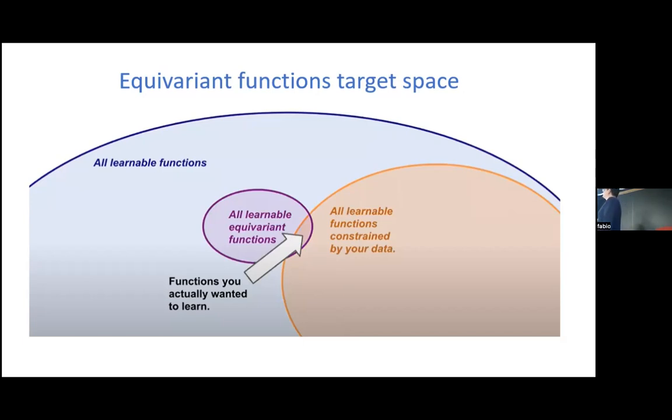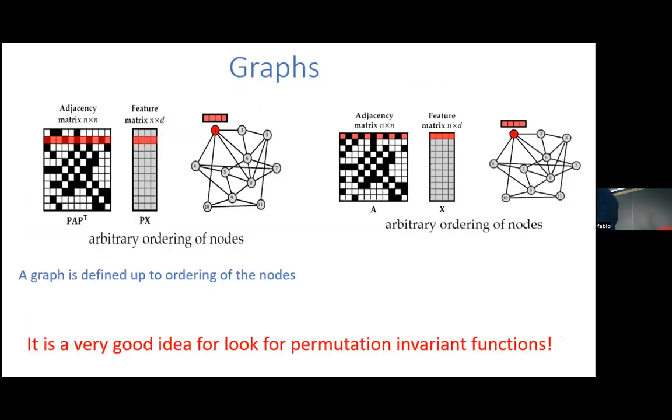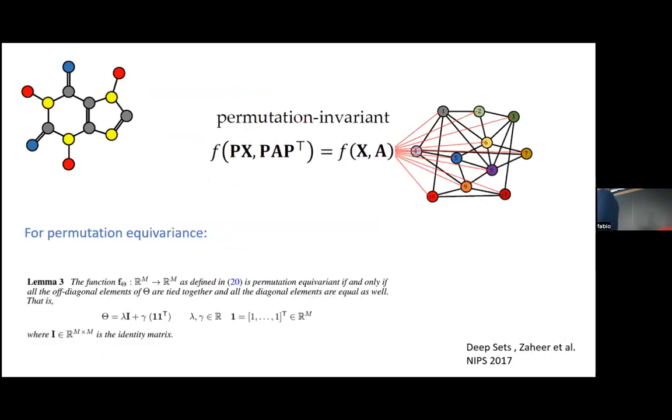Maybe if you just consider all the functions, maybe the algorithm is not even converging. You don't learn anything. Okay? So let me give an example with graphs. Graph isomorphism is one example. If you permute rows and columns in the same way, your graph should contain exactly the same information because it's about topology. Okay. So a good idea is to have a function which is invariant to permutation. Okay.